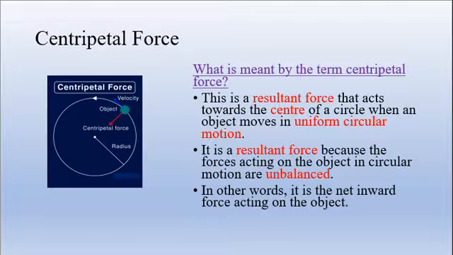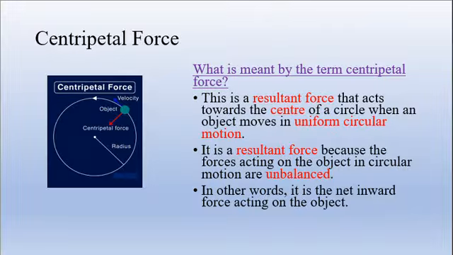As previously mentioned, an object moving in a circular path is said to be accelerating due to its constant change in direction, even if its linear speed, or actual speed, is constant. So in other words, a centripetal force is the force that keeps an object moving in a circular path, and it acts towards the center of the circle, or you can also say a curve.